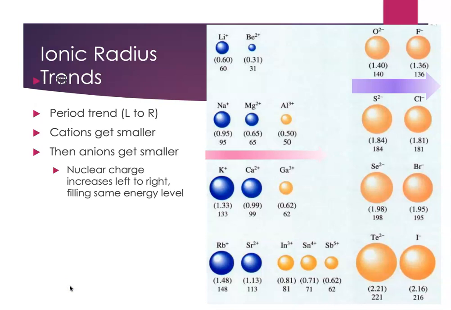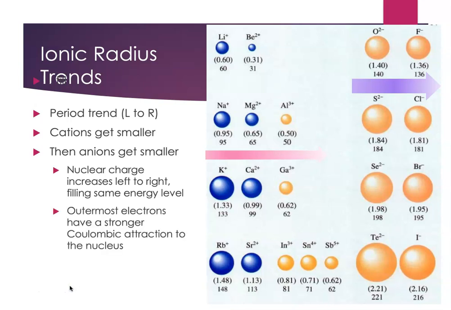We've got that increasing nuclear charge that holds the outermost electrons more tightly, stronger Coulombic attractions between the nucleus and the outermost electrons. We're in the same energy level as we go across. So the outermost electrons have that stronger Coulombic attraction. It keeps coming back to Coulombic attractions and understanding atomic structure.